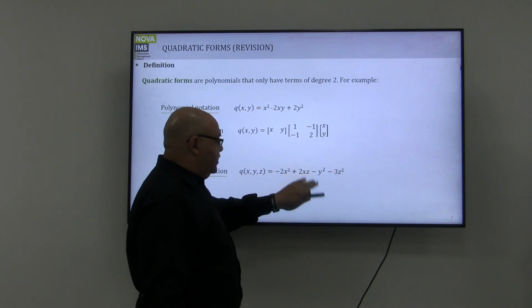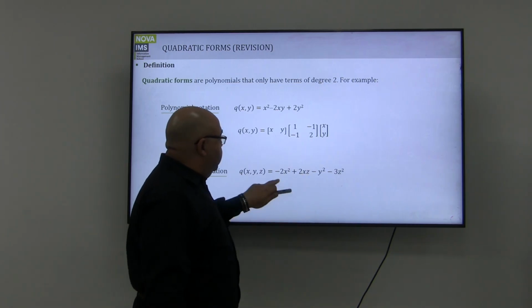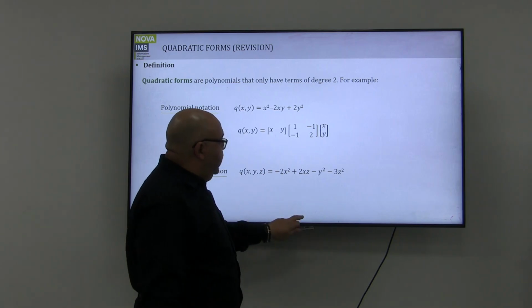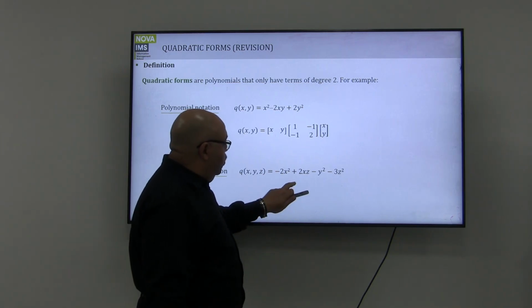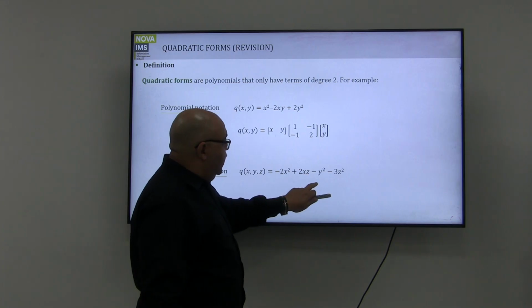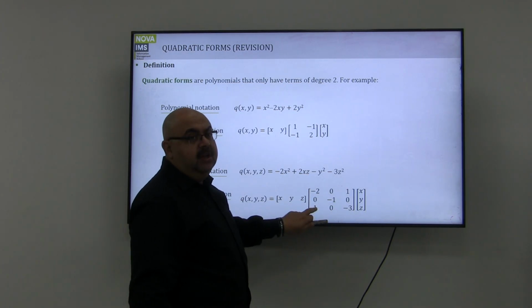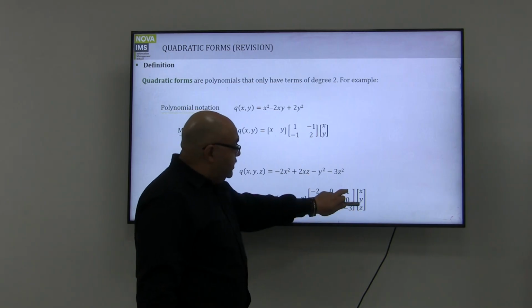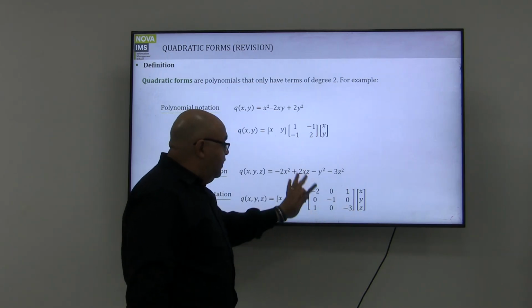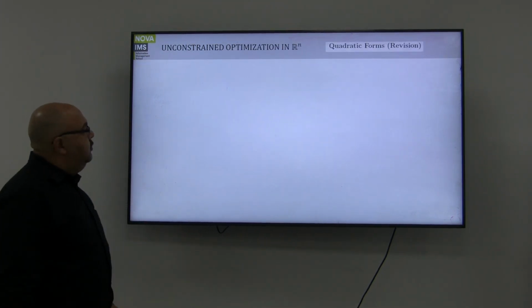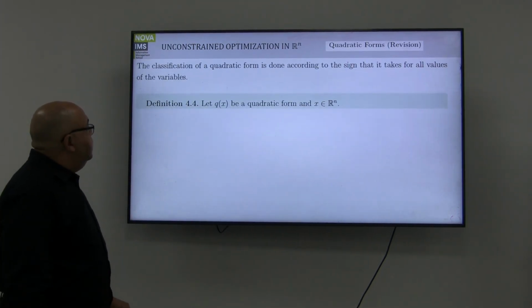For this one, it's a similar debate. It's going to be negative on the principal diagonal: negative 2, negative 1, negative 3, and 1 in the 3,1 position, and 1 on the xz and the zx, and the rest of the elements will equal 0. This slide is just for more training, as you can see.